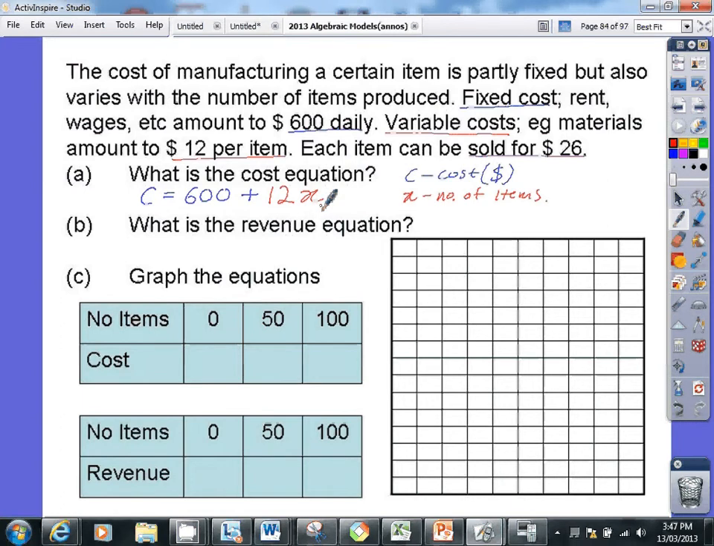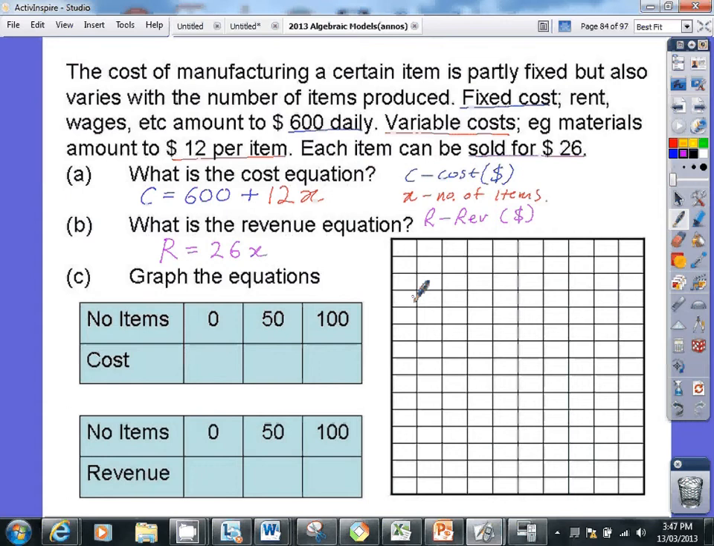Now the revenue equation. How much do we sell these for? R for revenue equals, if we sell one of these, $26, because 26 times 1. If we sell 10 of these, it's 26 times 10, so the revenue will be $260. So it's a simple multiplication, R = 26x. We've already defined x as the number of items. R is the revenue, and that's also measured in dollars, just like the cost.